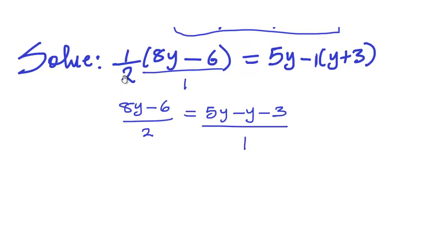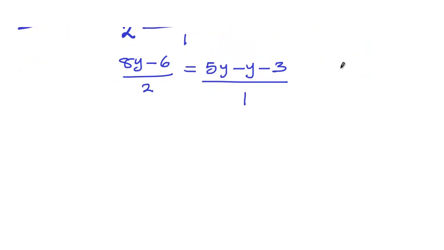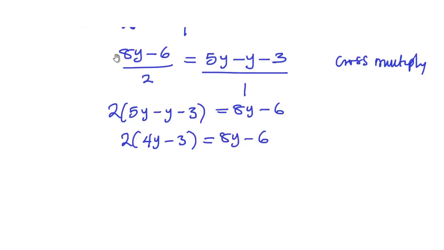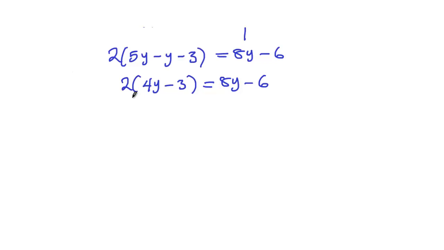So that implies that we can actually cross multiply. If we cross multiply, what we are going to have is 2 into bracket 5y minus y minus 3, is equal to 8y minus 6. What is inside is 5y minus y, that is 4y minus 3. So we have 2 into bracket 4y minus 3 equal to 8y minus 6.